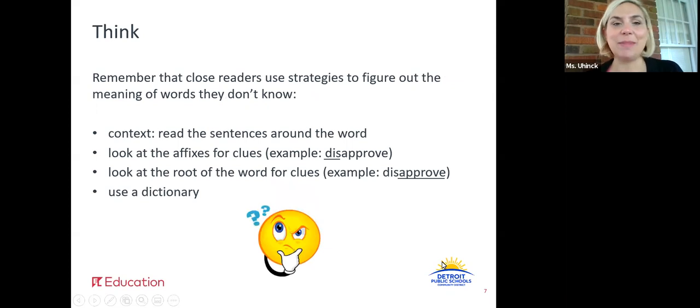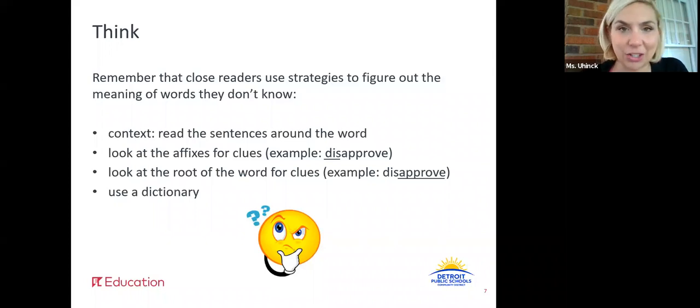All right, so let's go ahead and do some thinking, but I do want to remind you about your close reading strategies. All right, so we can use the context, which means we can read the sentences around that word or phrase, think about what is happening and what would make sense for that word or phrase to mean. You can also use affixes, right? They're the word parts that come at the beginning or end of the words, and they modify the meaning of the word. And you can also look at the root word for clues. The root words are that part of the word that can actually stand on its own.